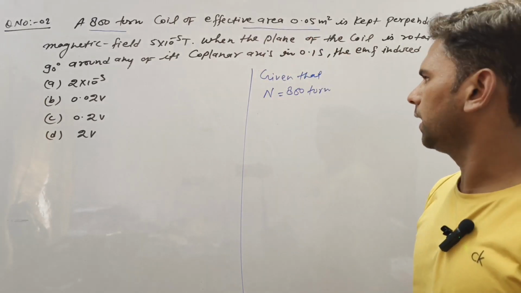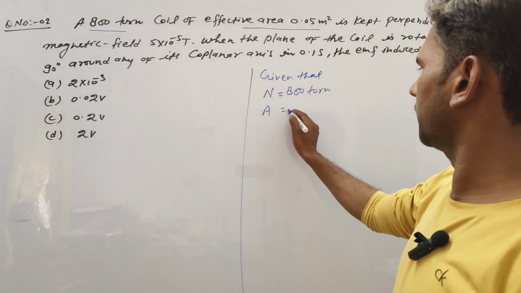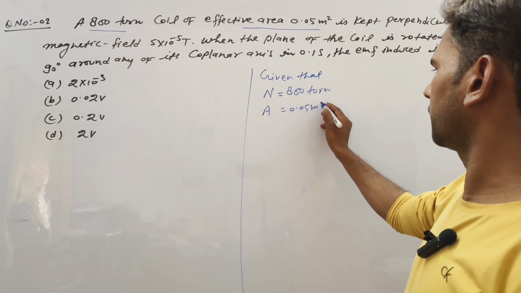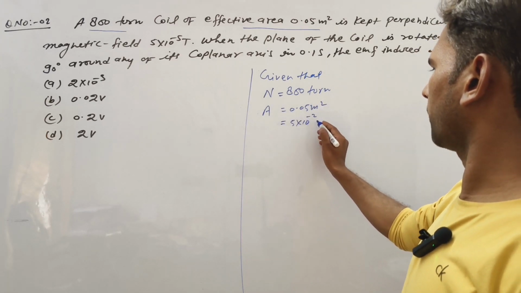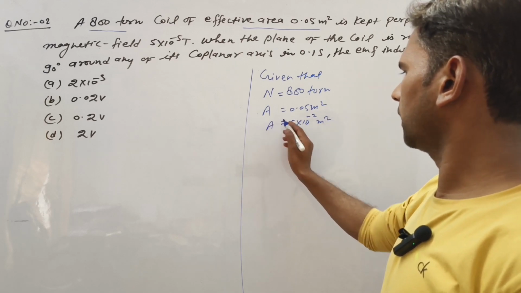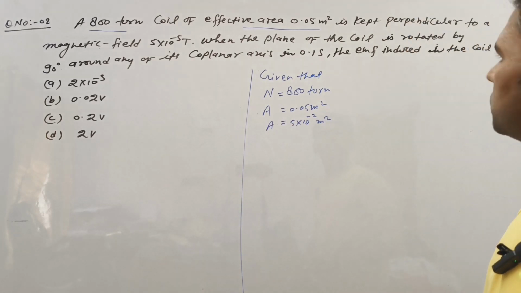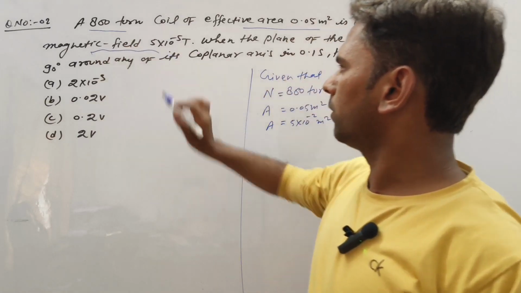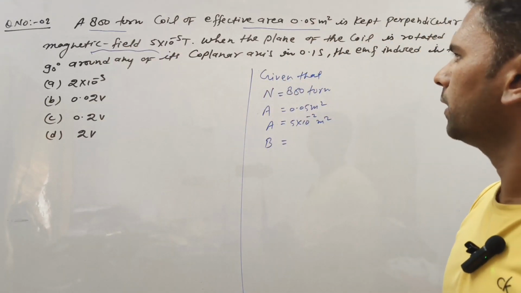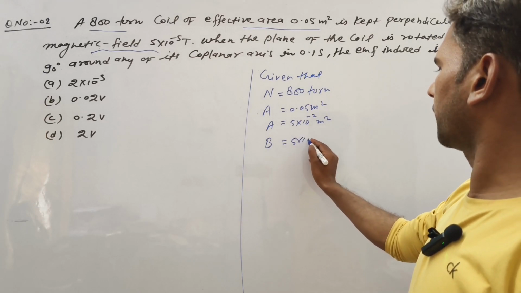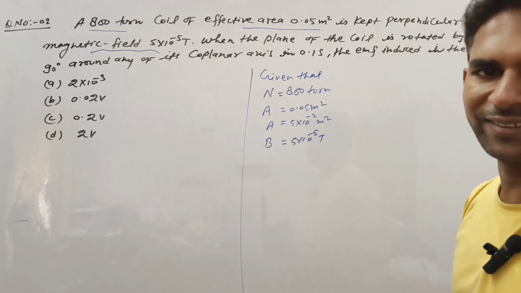Effective area, basically denoted by capital A, is 0.05 meter square. You can simplify it as 5 multiplied by 10 power minus 2 meter square. Area is given. Next, the magnetic field is also given. Magnetic field is denoted by capital B. You can write it as 5 multiplied by 10 power minus 5 Tesla.